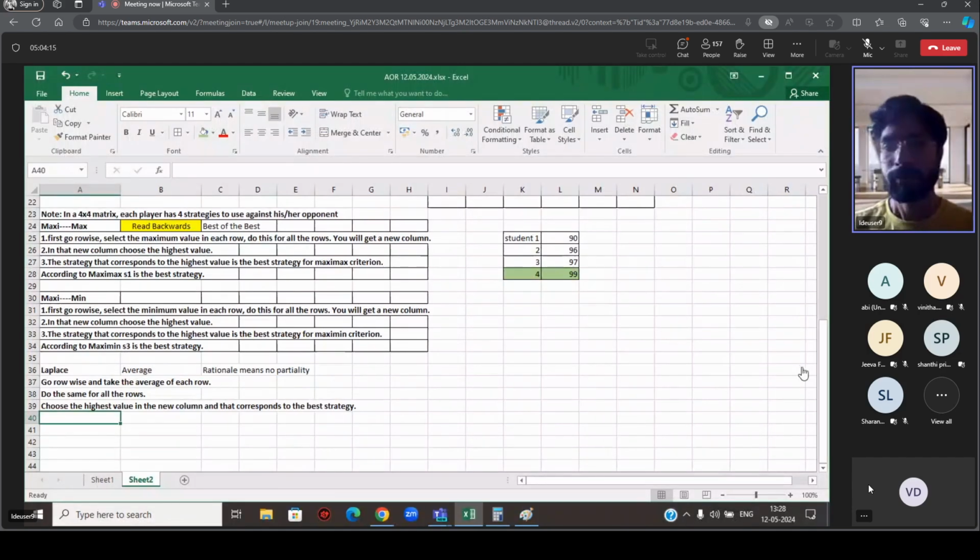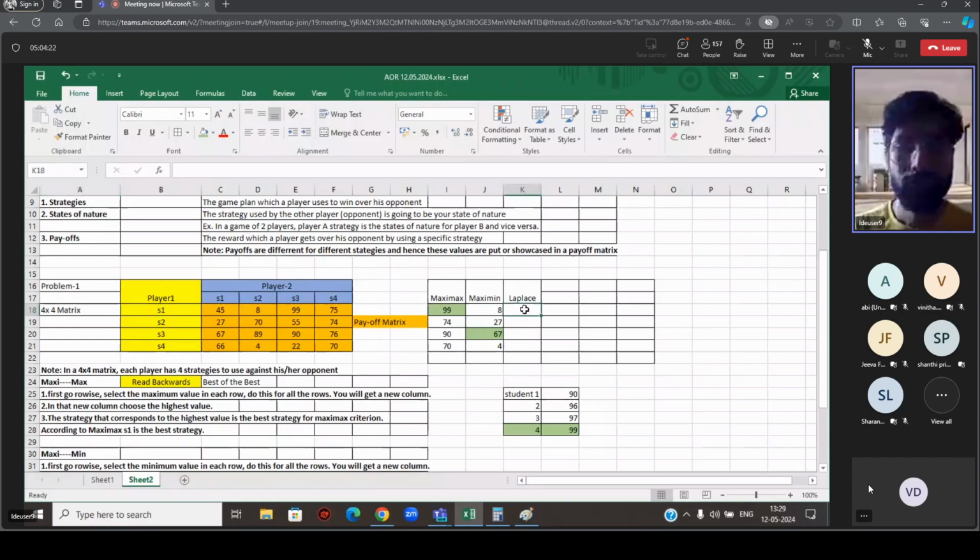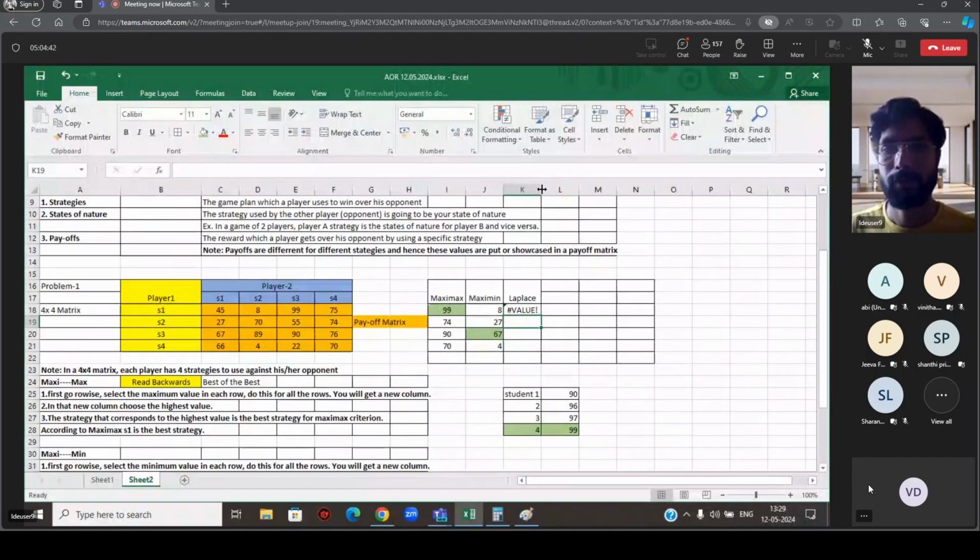So how do you do that? Very simple. For Laplace, I'm going to take the average of all this divided by the number of observations: 1, 2, 3, 4.